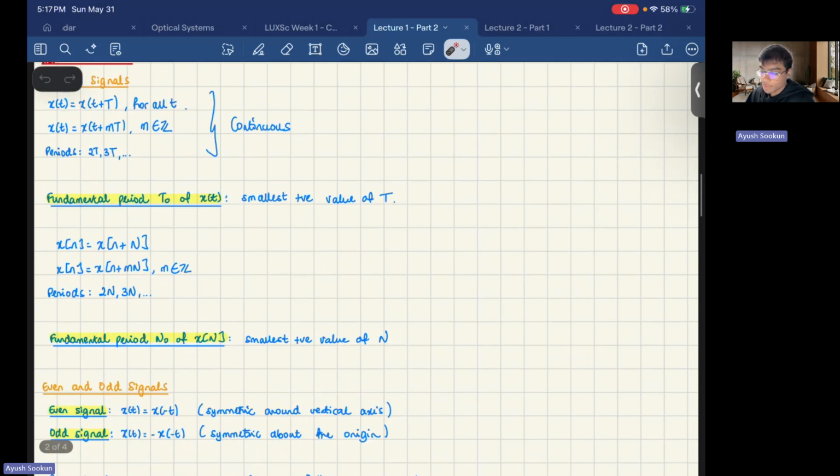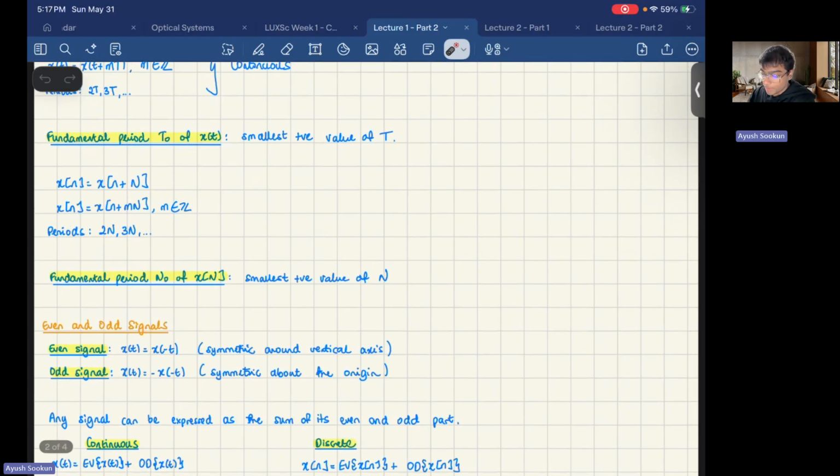Now, if you're looking at a discrete time signal, you have x[n], and you take x[n] and you shift it by the period. You shift it by N, and N here denotes the period of the discrete time signal. Same situation: we can scale this N by a factor of m, and that's still periodic because it's still a scalar multiple of your initial period N. And you can have periods 2N, 3N, and so on and so forth. The fundamental period is N0. That's the fundamental period of x[n], and it's the smallest positive value of N.